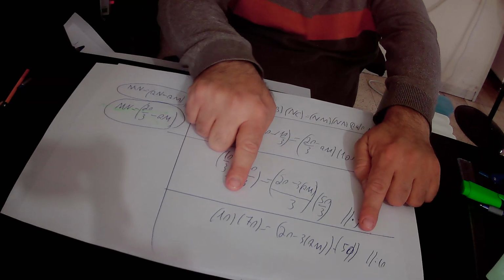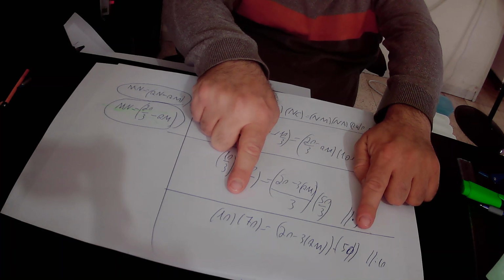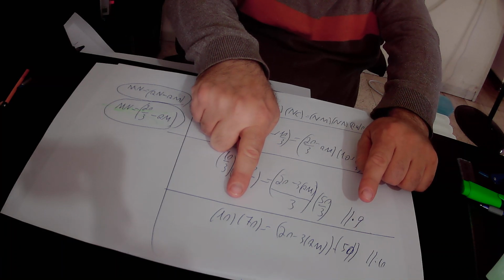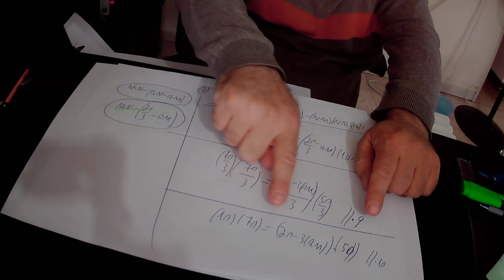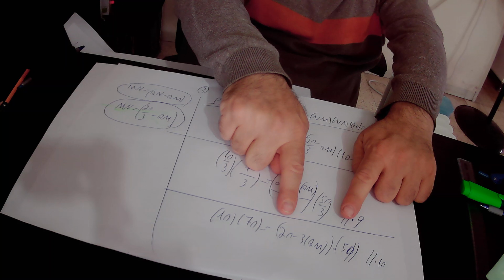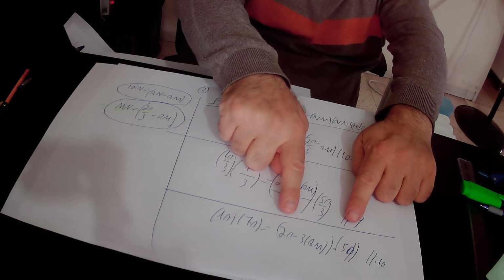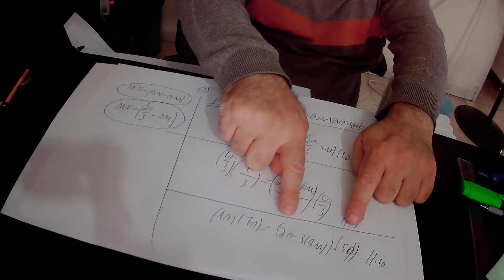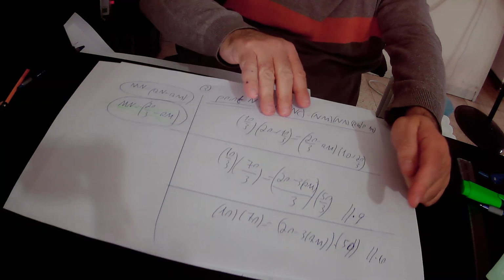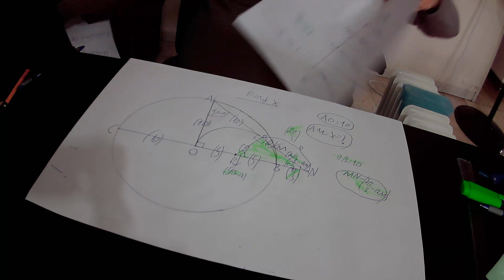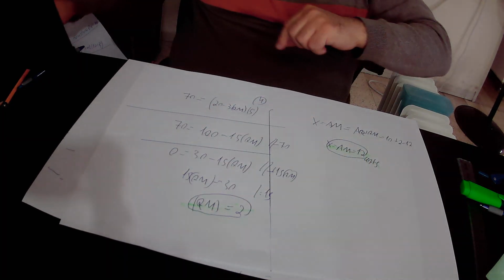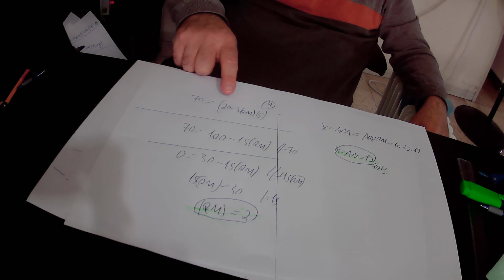Then we divided this equation by 10. 10 over 10 is 1, so on this side of the equation we are left only with 70. On the other side we have 20 minus 3QM times 50, and 50 over 10 is 5, so in total on this side we are left with 20 minus 3QM times 5. So we found out that 70 equals 20 minus 3QM times 5.